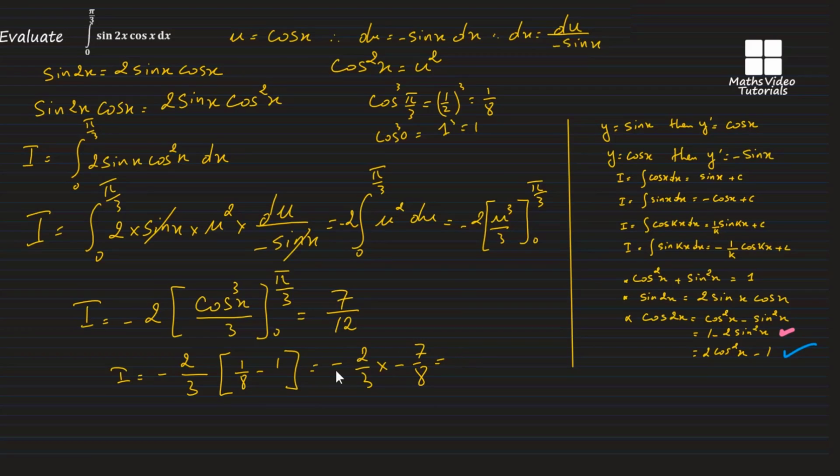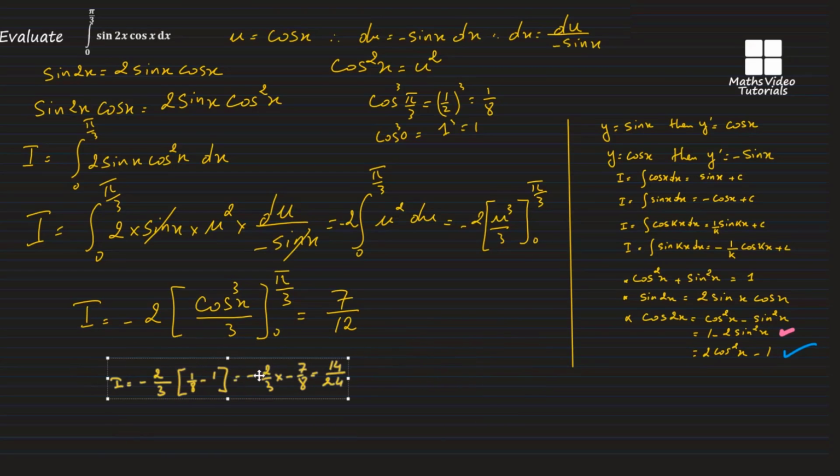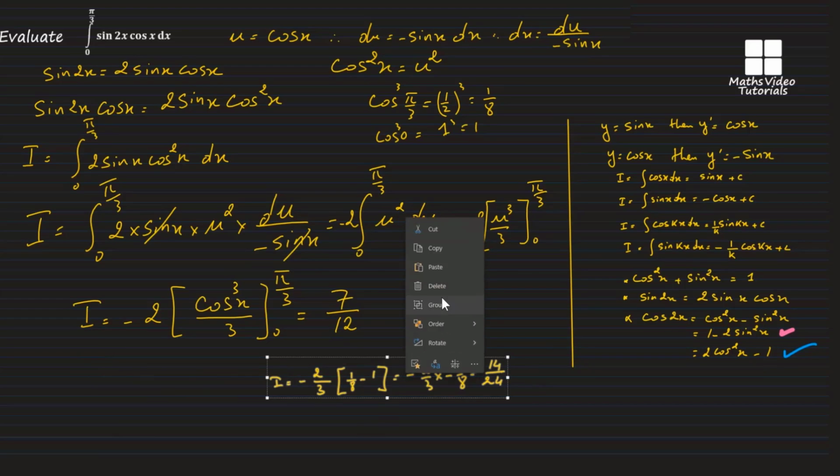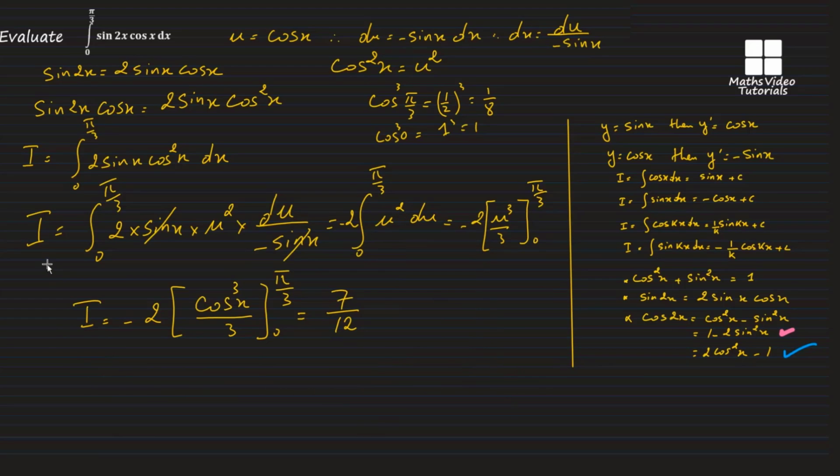Negative times negative is positive. 2 times 7 is 14, divided by 24. And you cancel down, and that gives you this answer. So that's the working out if you want to do it without a calculator. But anyway, you could do it with a calculator. So let me delete that. So that's the answer.